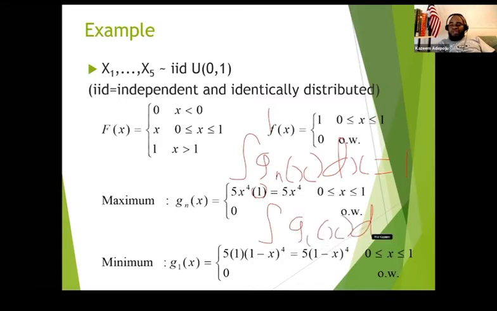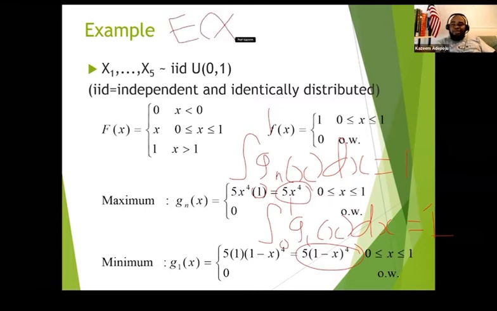You integrate that over the range of 0 to 1, and if it gives you 1, then it shows that they are actually correct. Because like I said, you can be asked to find the expected value of the maximum. Okay, you can be asked to find the expected value of the maximum. If you want to find the expected value, of course it's going to be the integral of x f of x dx.